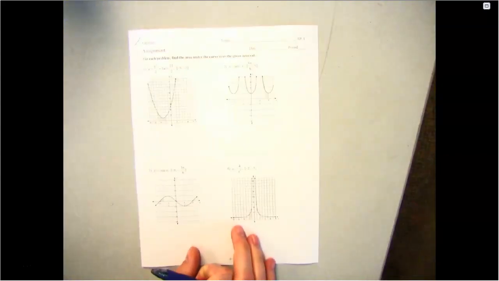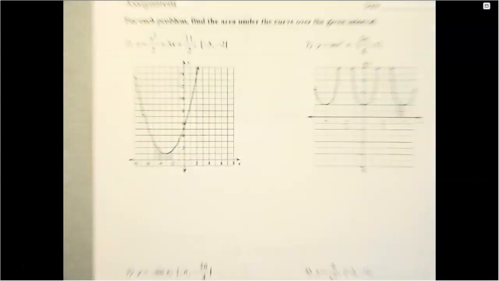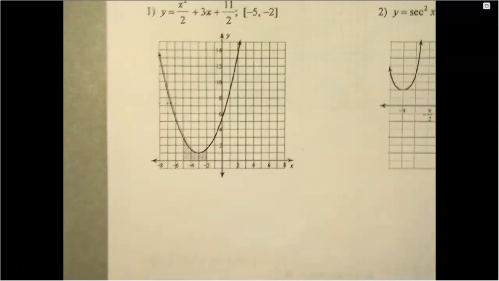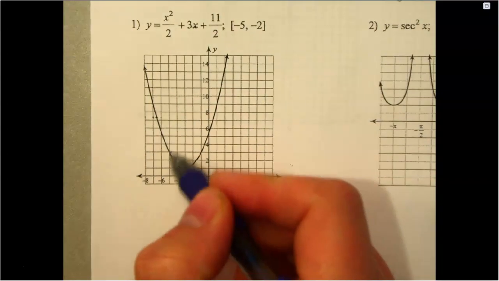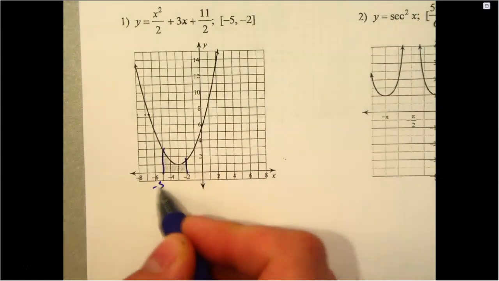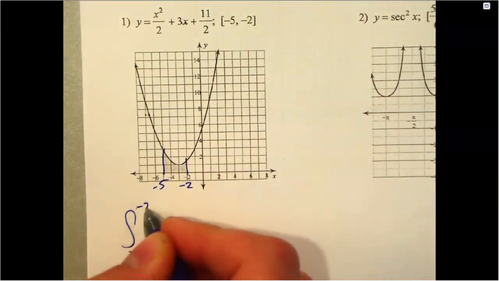It isn't too bad. It's largely just like practicing in your calculator. We've talked about area under the curve, so really you're just typing stuff in. For number one, they shade the region they want you to find. So we got -5 and -2, so we're integrating from -5 to -2.